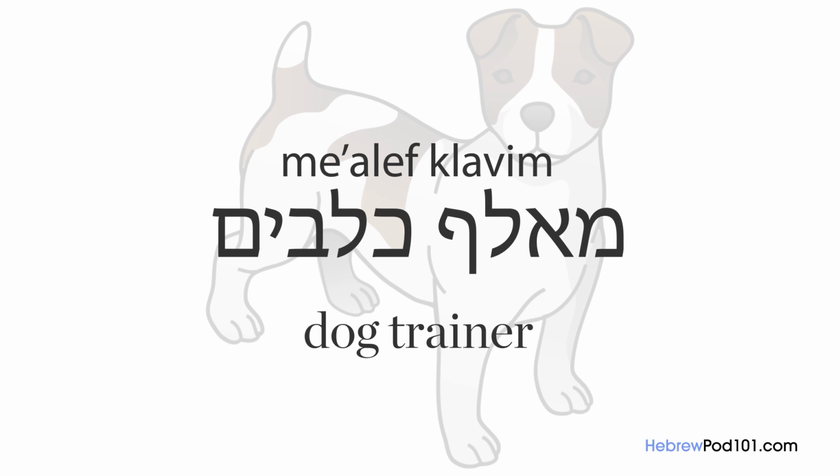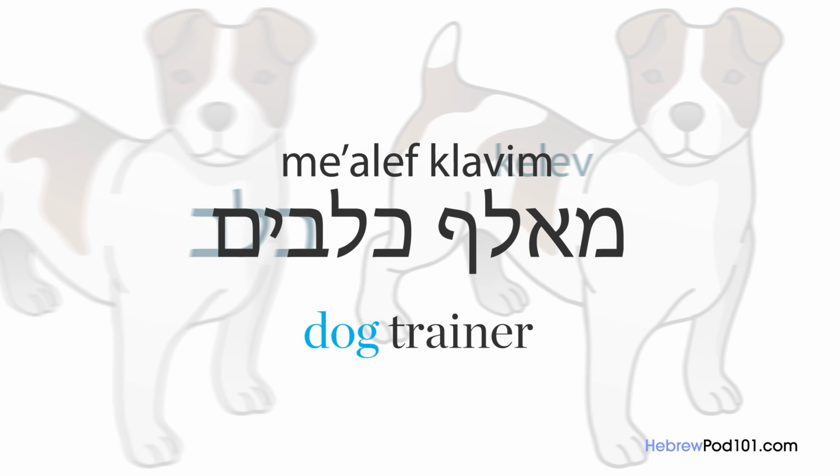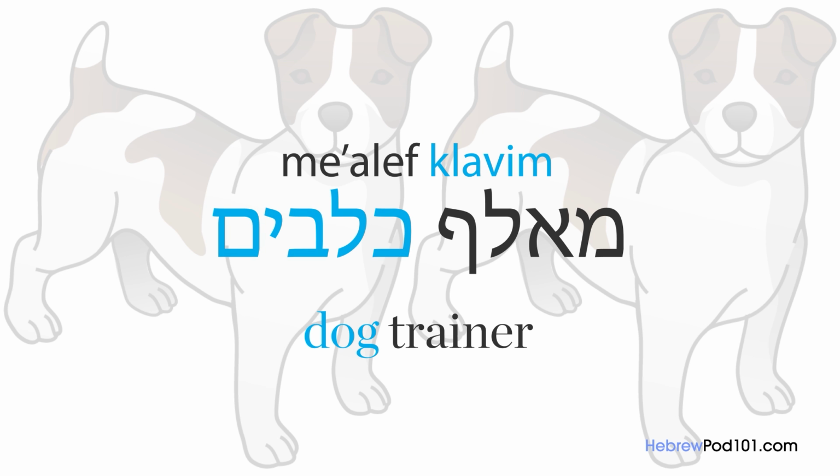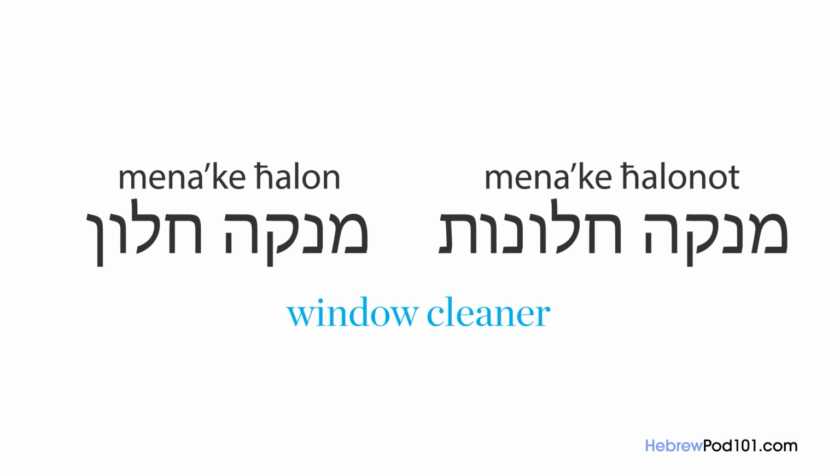In some cases, the singular form of a compound can include a plural noun. For example, the compound dog trainer in Hebrew will be me'alef klavim. The word for trainer, me'alef, will be singular, but the word for dog, kelev, will take the plural form, klavim. This is to indicate that the trainer trains more than one specific dog. In the same way, a window cleaner will be menakeh chalonot, and not menakeh chalon.